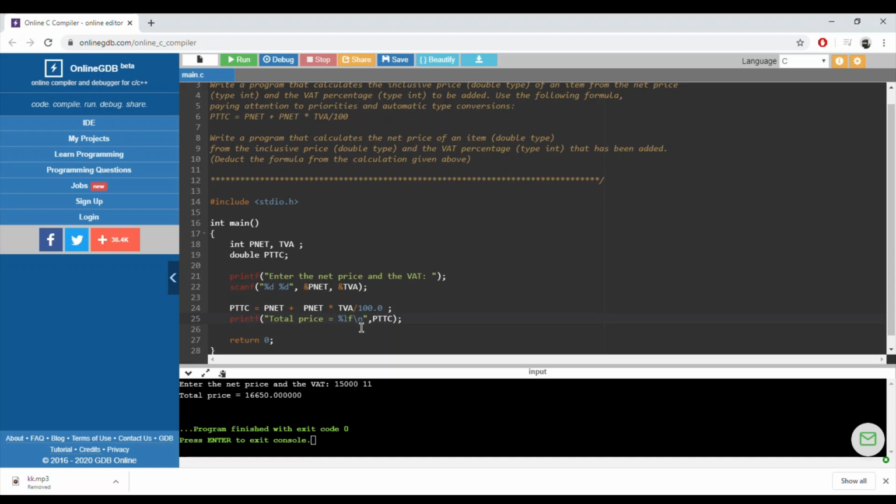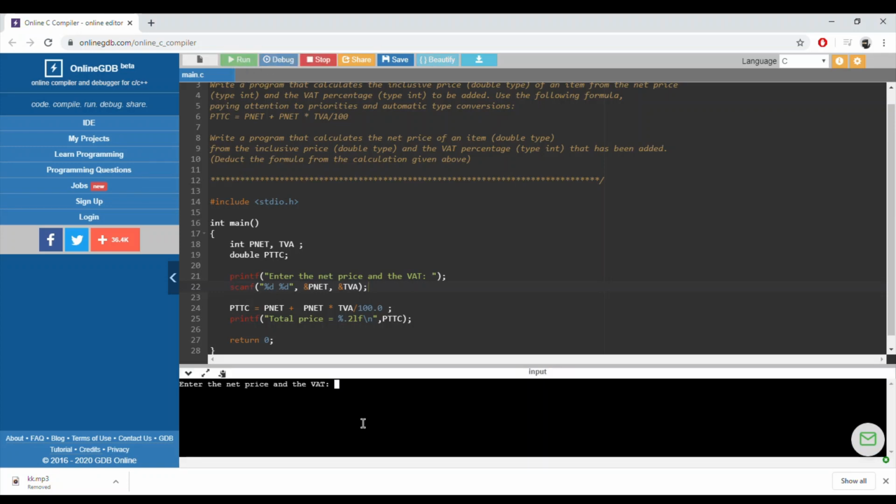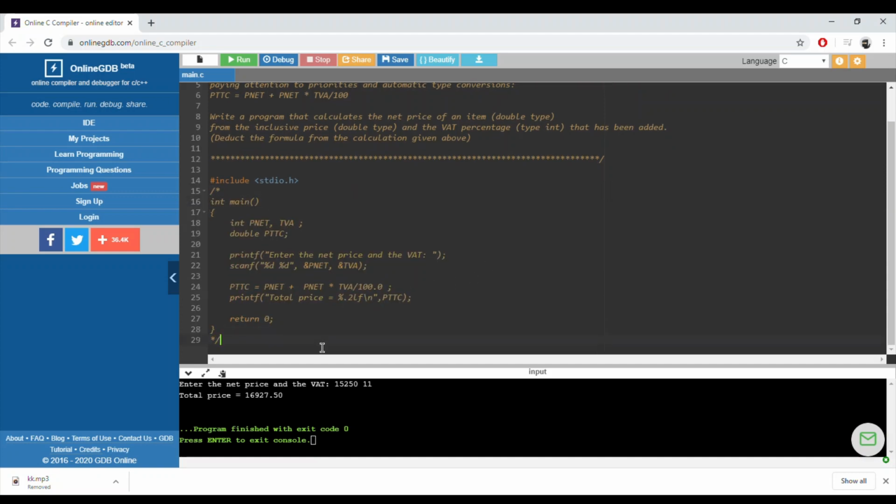So let's say I will print just the first two digits after the comma. So I will put 0.2. Let's rerun it. I will choose a value like this, and then the percentage will be equal to 11%. So I will end up paying this sum. So this is the first part. I will comment it and then we will solve the second part.